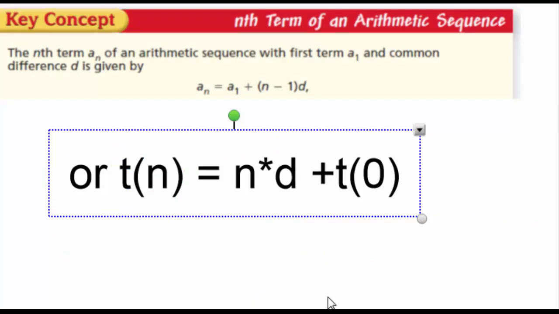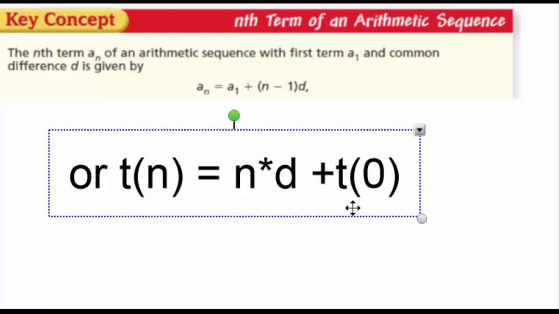These are the 2 formulas that we're going to be using. You can use either one. We have to go through and understand what's going on here. This would be our first term. N is the term that we're trying to find. So if we're trying to find the 15th term, we would plug in 15 for N. And d is our common difference.